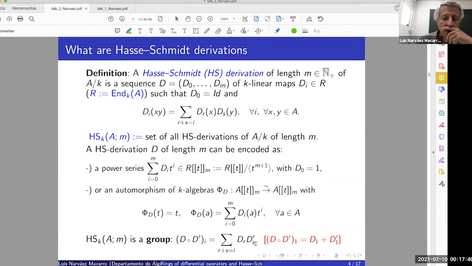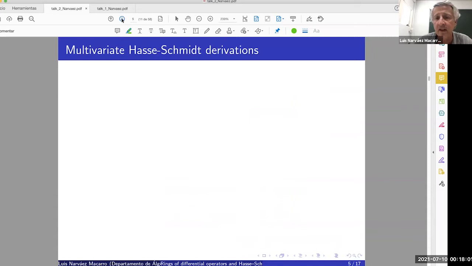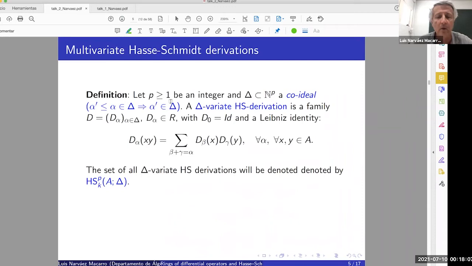That means that for the one terms, the composition is just the sum of the one terms. And actually, well, this is classical. This notion is classical. But we can extend this notion to the multivariate case, and this is useful. We need it. It's less classical, so I will go very quickly because the idea is very simple.